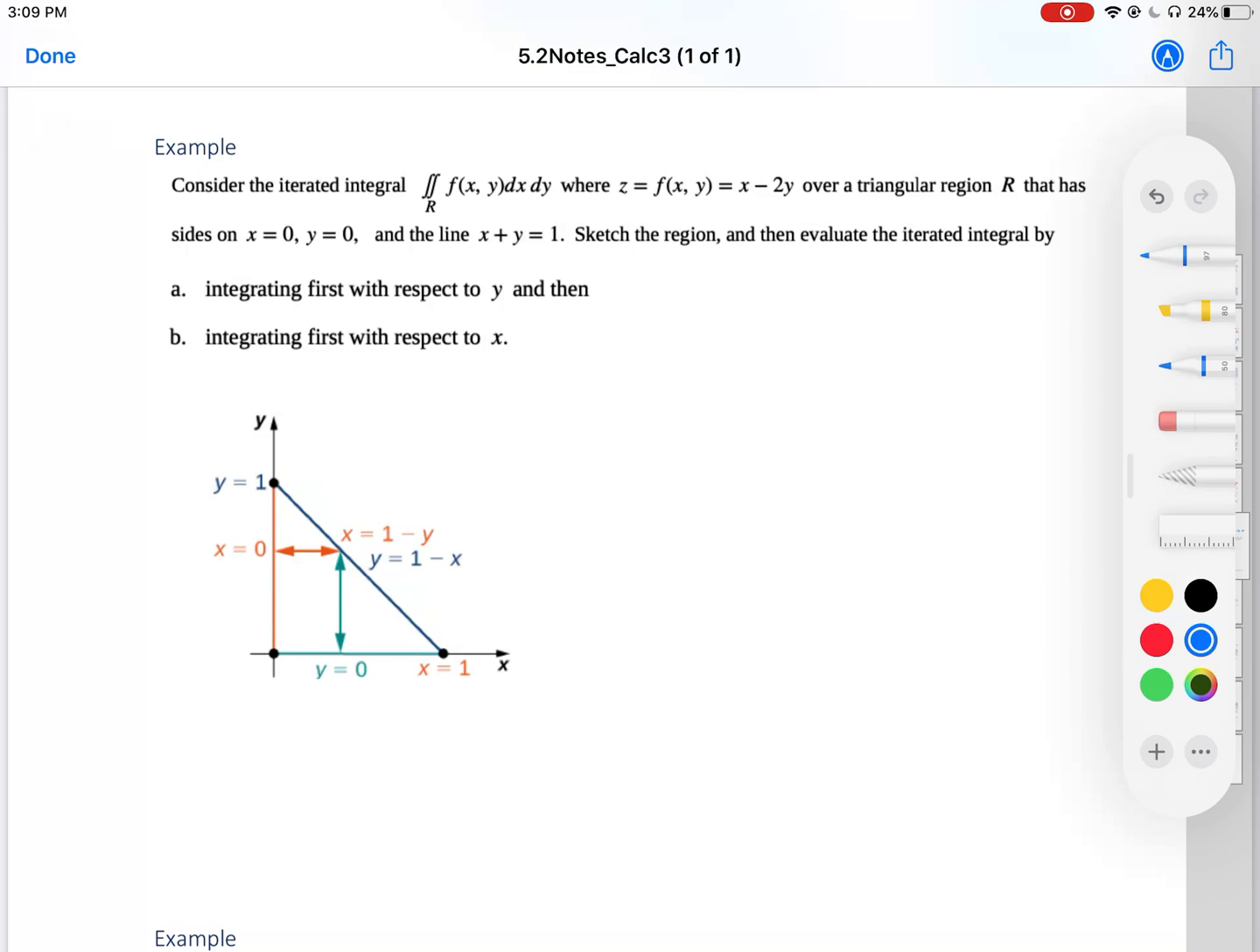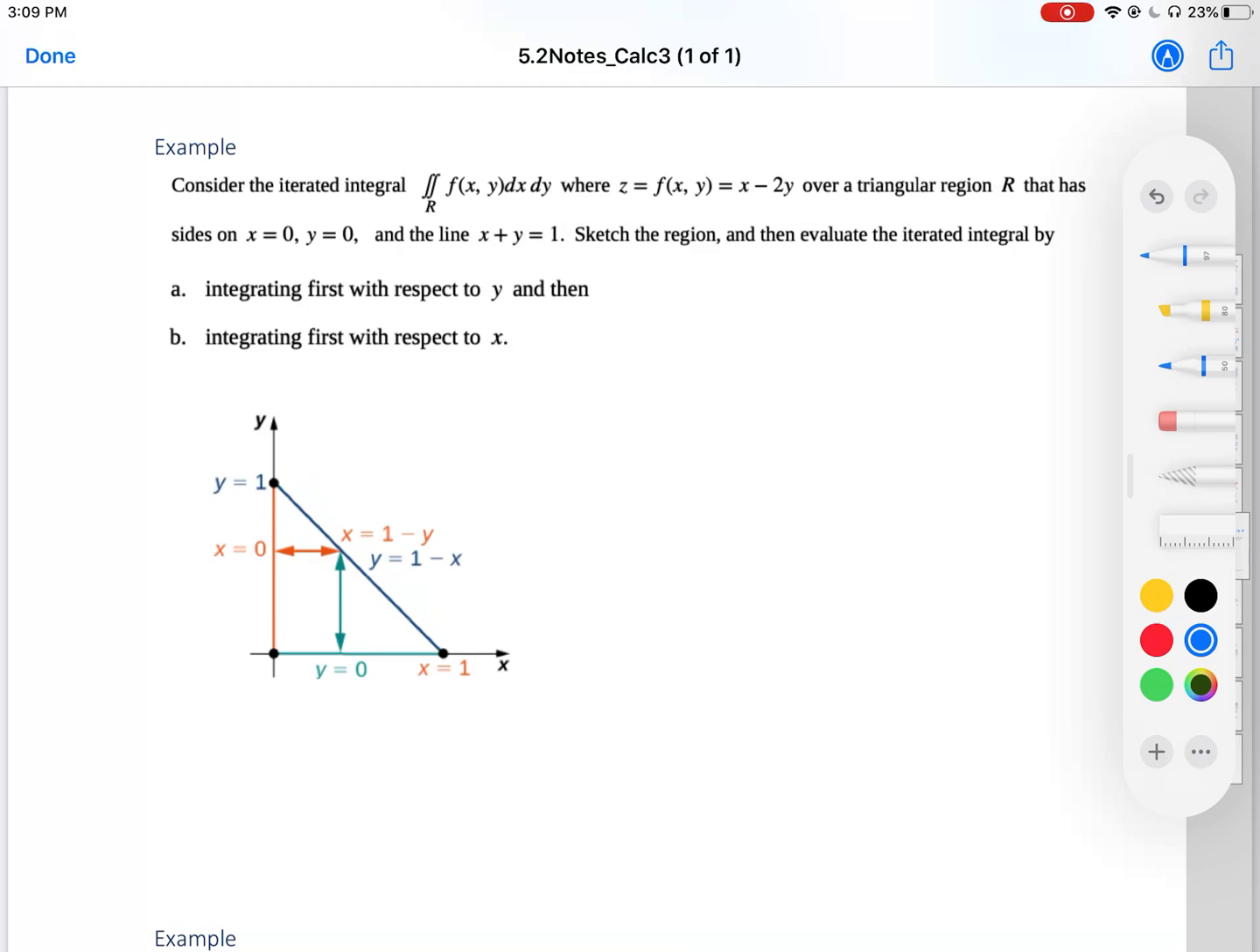Another example. Consider the iterated integral of f(x, y) dx dy where z is equal to f(x, y) = x minus 2y over the triangular region R that has the sides x equals 0, y equals 0, and the line x plus y equals 1. Sketch the region and then evaluate the iterated integral, first with respect to y and then with respect to x.